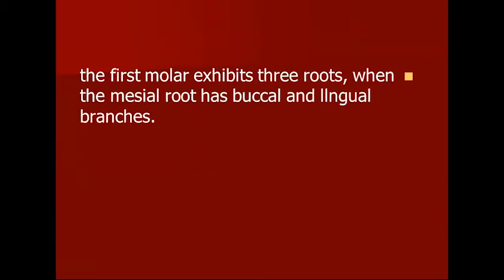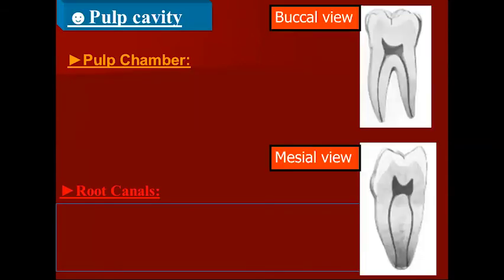The first molar exhibits three roots when the mesial root has buccal and lingual branches. Buccal pulp cavities: the pulp chamber is broad mesiodistally.